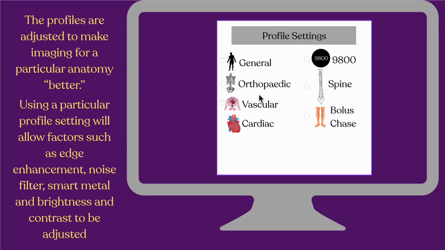So for instance, if you're doing an orthopedic profile setting, you usually have higher edge enhancement because you're looking at bony detail, whereas if you're doing a vascular case, that's not really something of interest. So the edge enhancement is either lower or none at all. Once you get out of the screen, you usually see an exit button down here in the corner. You're going to click on that.